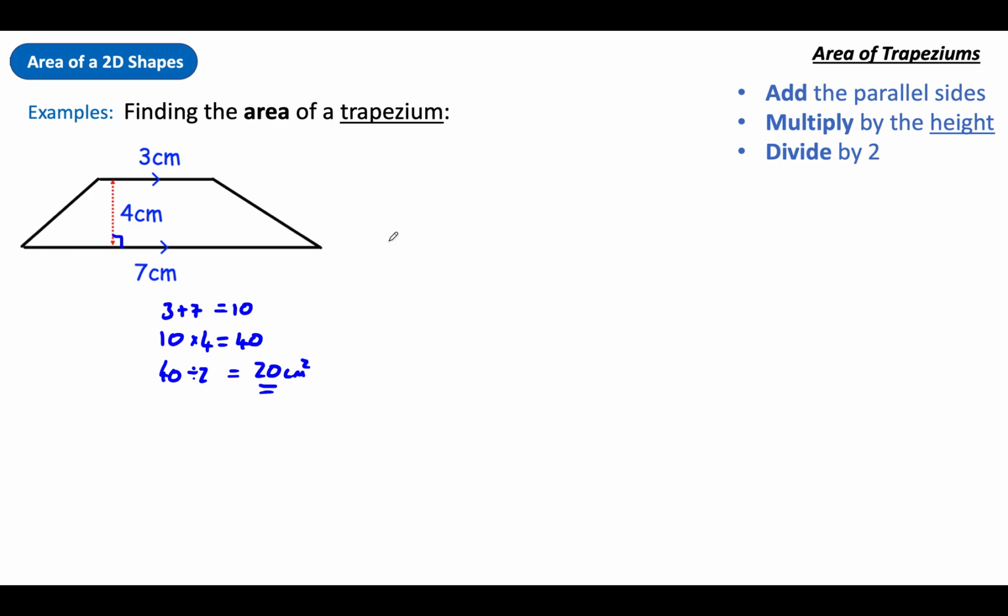Right, so you add the parallel sides, multiply by the height, and divide by 2. Now this height, you can think of it really as the distance between the sides, because that's what it is. Because remember, if I turn this trapezium on its side, it wouldn't look like the height, it would be straight across, but it'd still be the distance between them. So that's another way of thinking of what we mean by the height.